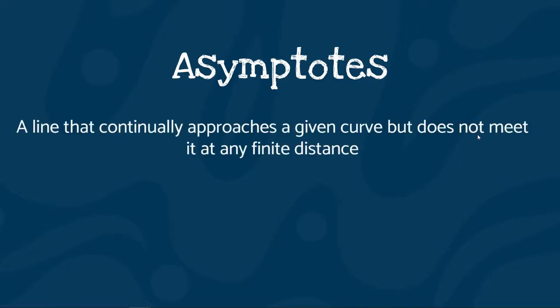Okay, an asymptote is a line that continually approaches a given curve but does not meet it at any finite distance. Basically, this means an asymptote is where your graph can approach, but if it's a vertical asymptote, meaning north to south, the graph will never cross it. If it's a horizontal asymptote, the graph will cross it, but only in one specific place. And at the end behavior areas, it will actually approach that asymptote.